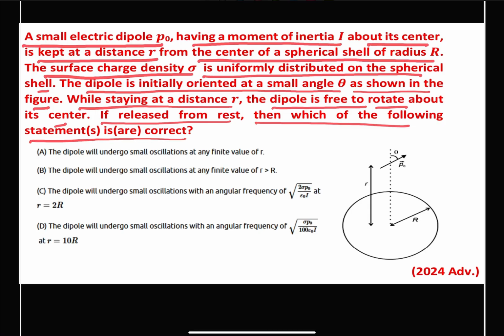So we are given a spherical shell of radius R, and sigma is the charge density on it uniformly, and we have a dipole at a distance of small r from the center, and this r is the center of the dipole. Initially it is released at an angle theta with the vertical. So there are only two things to find out basically. The first two options are the condition for the oscillations, and the last two, C and D, are with respect to the angular frequencies for various values of radii and distance of the dipole from the center.